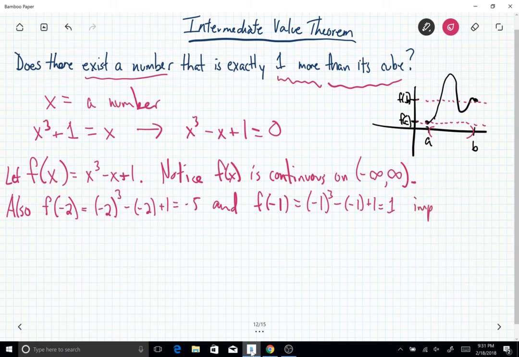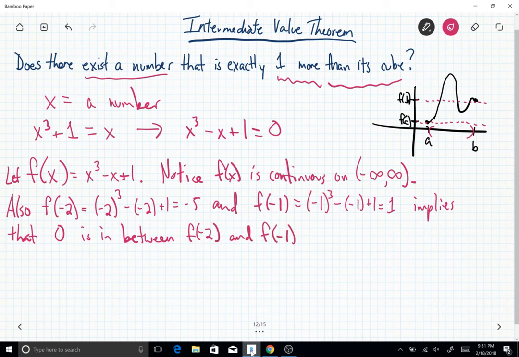So this implies, what does that imply? That 0 is in between f of negative 2 and f of negative 1, right? Because you have negative 5 and 1. So now what we can apply is the intermediate value theorem.